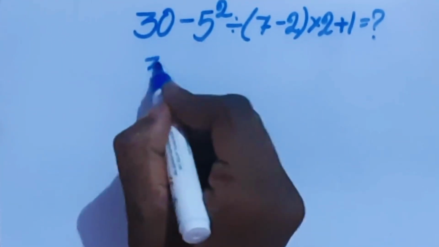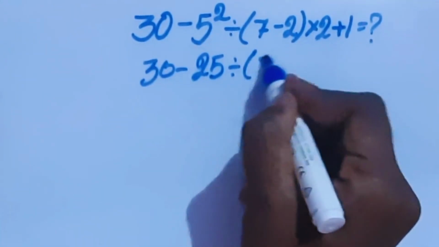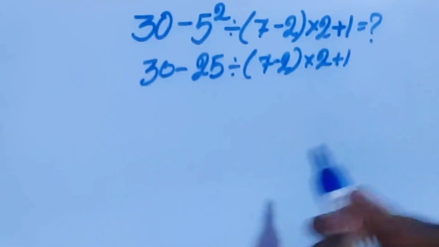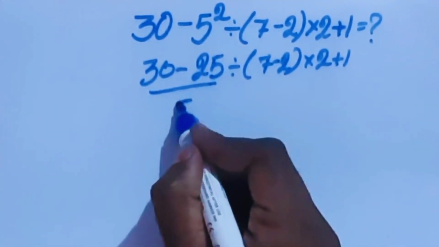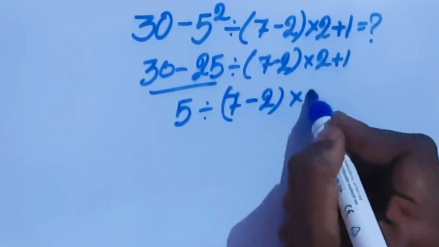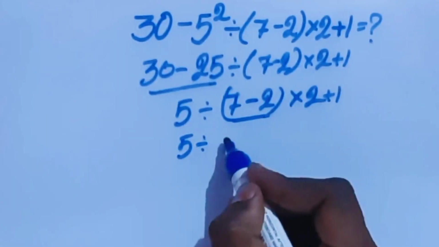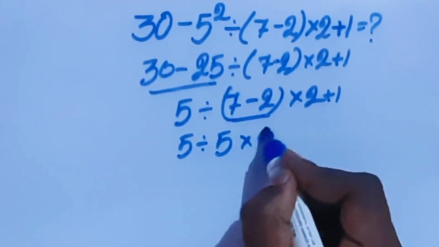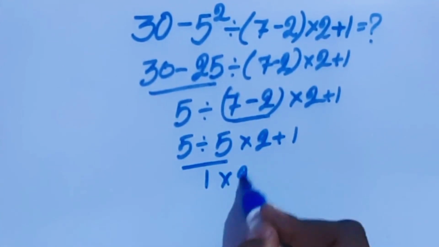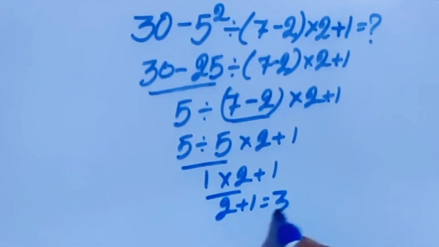Hi guys, here 30 minus this 5 square is 25 divided by (7 minus 2 in bracket) times 2 plus 1. Now 30 minus 25 is 5 divided by (7 minus 2 in bracket) times 2 plus 1. Here 5 divided by 7 minus 2 is 5 times 2 plus 1. Here 5 divided by 5 is 1 times 2 plus 1. Here 1 times 2 is 2 plus 1 is 3, which is the wrong answer.